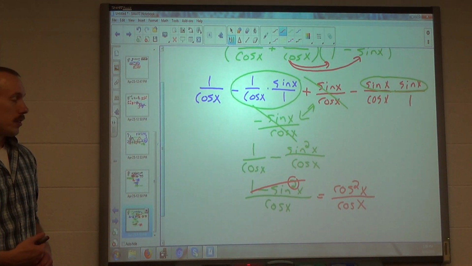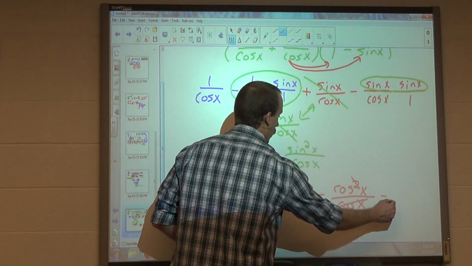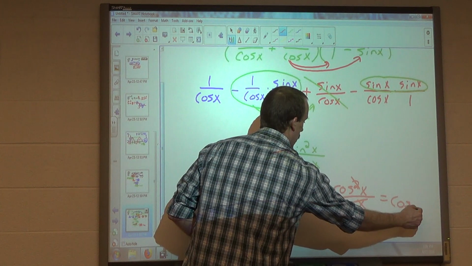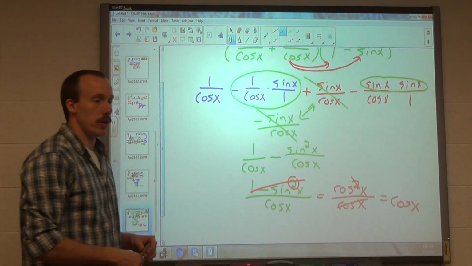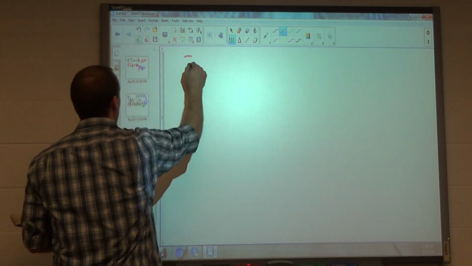And then just like that last one, things cancel. So I can cancel out 1 on top, 1 on bottom, and what's my final answer? Cosine of x. Question on that? Alright, we'll do 8D.